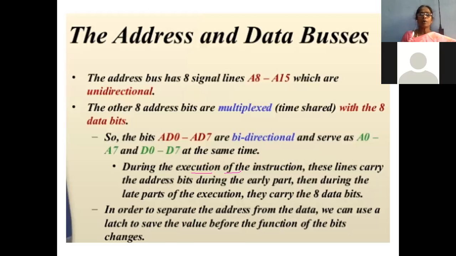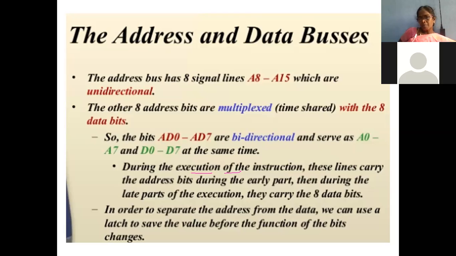And coming to this one, here this address bus has 8 signal lines, A8 to A15, which are called unidirectional, and the other address bits are multiplexed with 8-bit data, AD0 to AD7, which are called bidirectional. Can you say the reason why it is bidirectional?